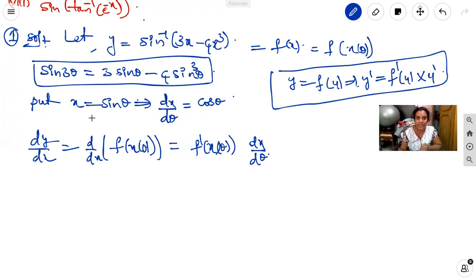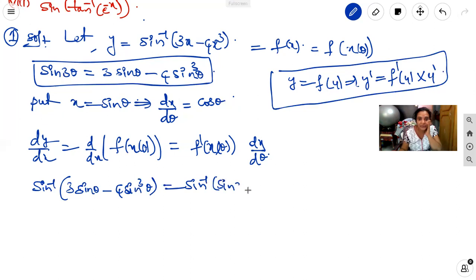Here if we take x equal to sine theta, then the derivative of x with respect to theta is cos theta. So here sine inverse of, in the place of 3x minus 4x cube, means 3 sine theta minus 4 sine cube theta, that is equal to sine inverse of sine 3 theta. Suppose let it be y. Sine inverse sine get cancelled, it is equal to 3 theta. Then dy by d theta is equal to 3 only.